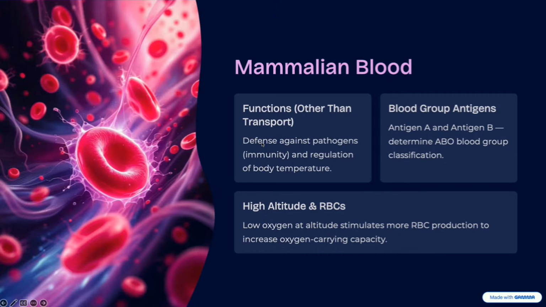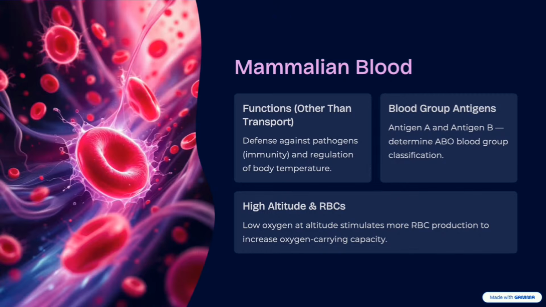Number 2, regulation of body temperature. We also have regulation of pH, and then of course clotting. So you don't talk about transportation here. Here you talk about other things rather than transport. So you are supposed to look at the question very well, read it through several times, and then understand exactly what the examiner is looking for.